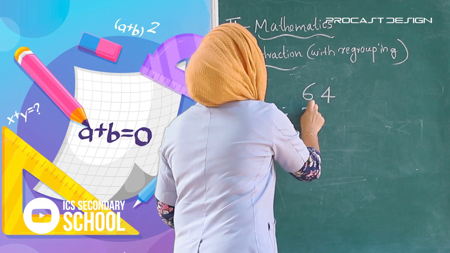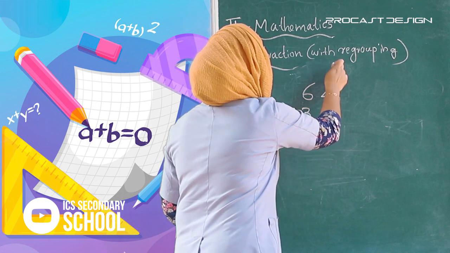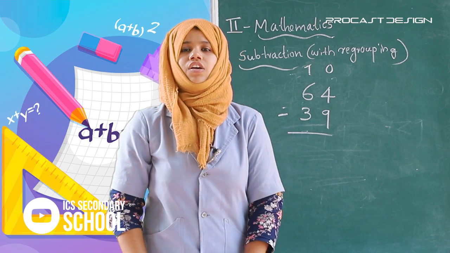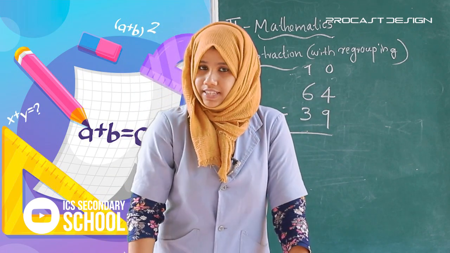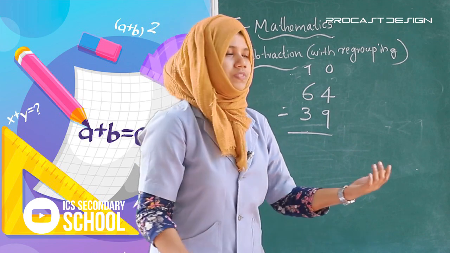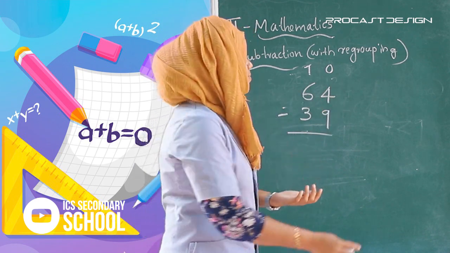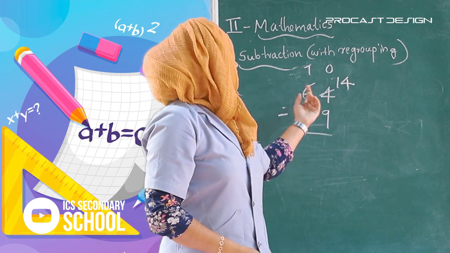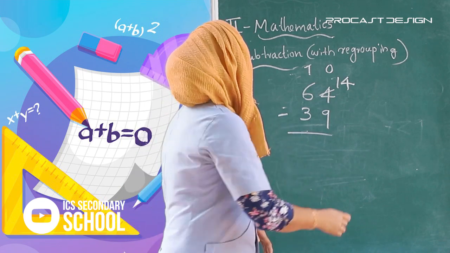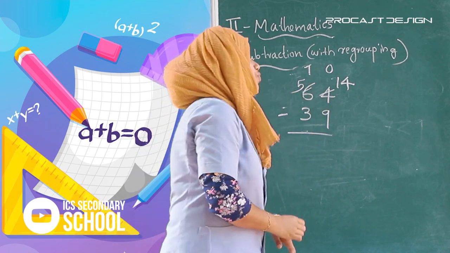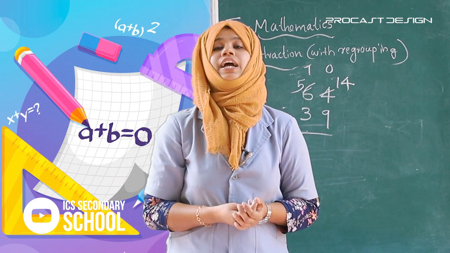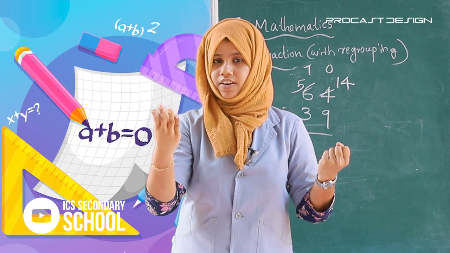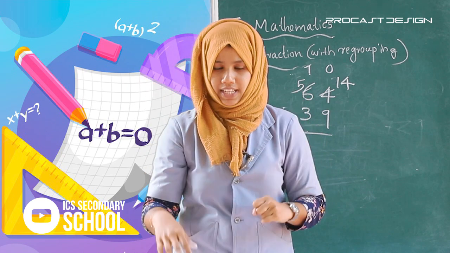64 minus 39. The ones column and tens column. First we solve the ones column. Here 4 minus 9, we cannot subtract 9 from 4. So what will we do? We borrow 1 from the tens column and add this 10 to the ones. We get 14. Here it is 5. So 14 minus 9. What is the answer? After 9 we can count: 10, 11, 12, 13 and 14.